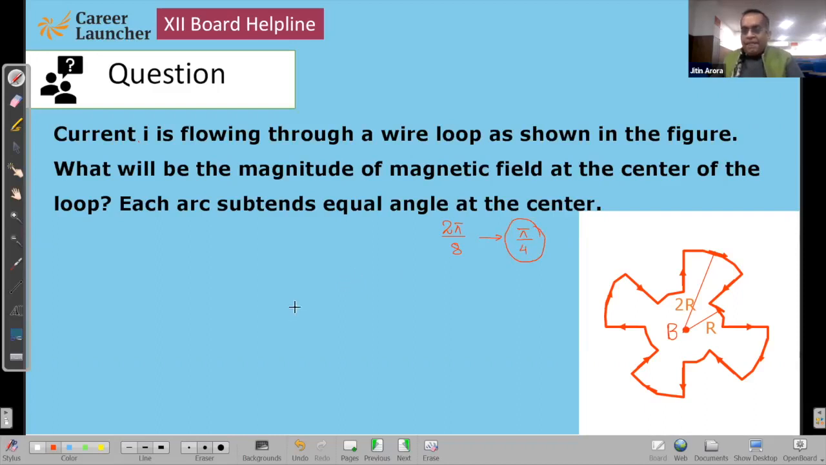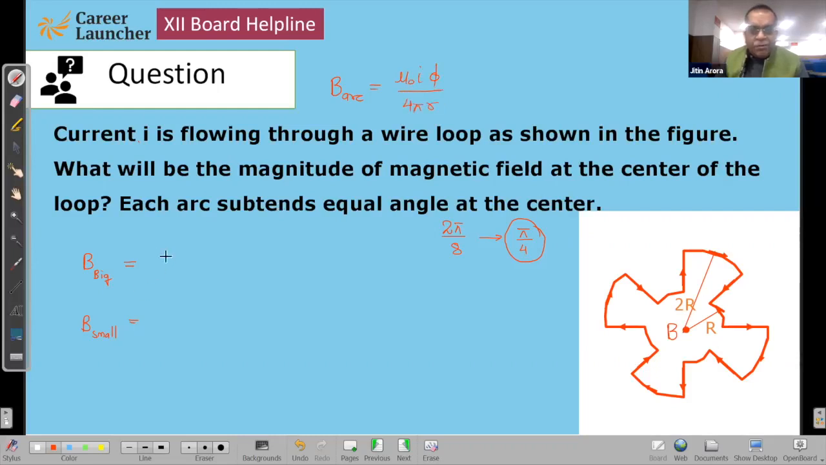ठीक है, अब हम एक एक करके मैग्नेटिक फील्ड निकालते हैं. So I'll find one due to the bigger वाला arc and one due to the smaller वाला arc. और फिर दोनों को 4 टाइम्स कर दूंगा, ऐड कर दूंगा, क्योंकि मैग्नेटिक फील्ड का डायरेक्शन तो सेम ही है सबका, इनवर्ड्स. सो मैग्नेटिक फील्ड ड्यू टू द बिगर आर्क, वी नो दैट द मैग्नेटिक फील्ड ड्यू टू एन आर्क, B due to an arc is given by mu naught I phi upon 4 pi r.